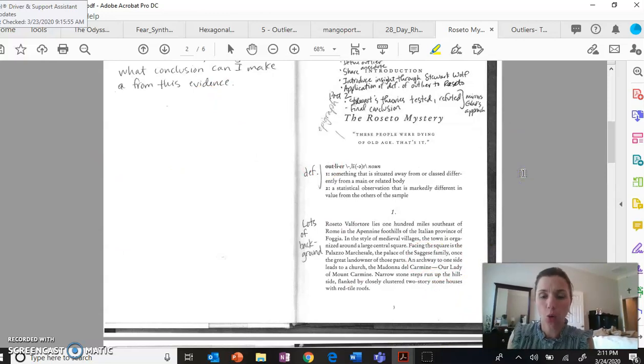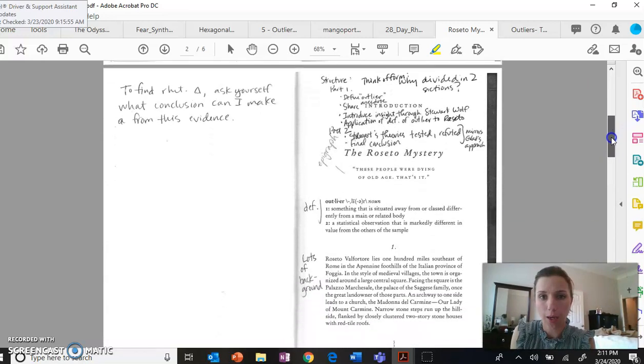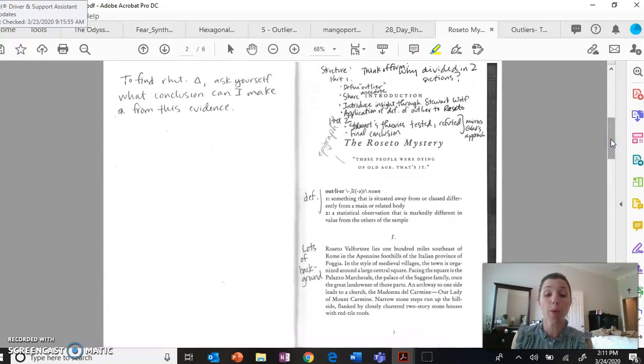All right, so in the introduction, we start off with "these people were dying of old age. That's it." That is an epigraph, which is a short quote, poem, prayer, Bible verse, something that is outside of the text that is used to maybe be part of the hook or give us that reminder of what the chapter is going to be about later.